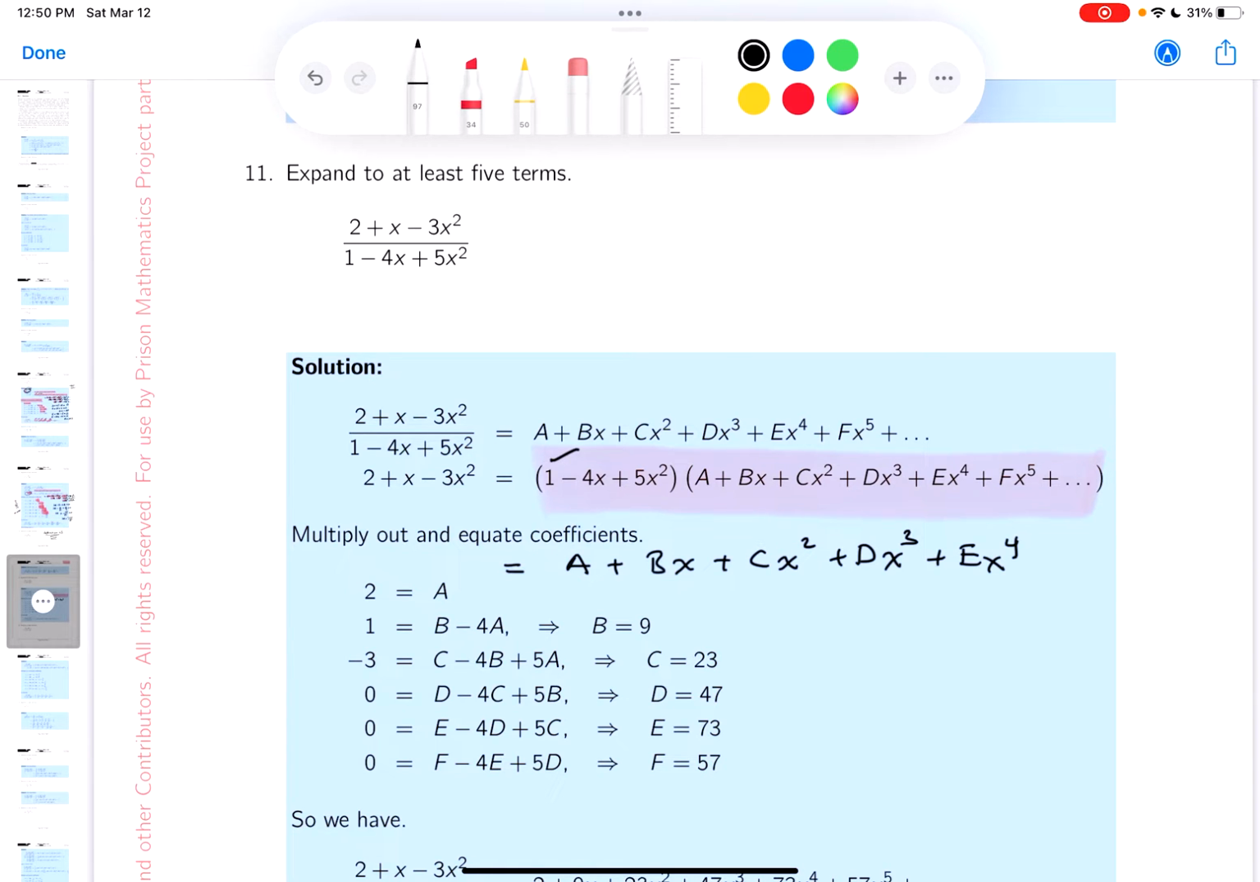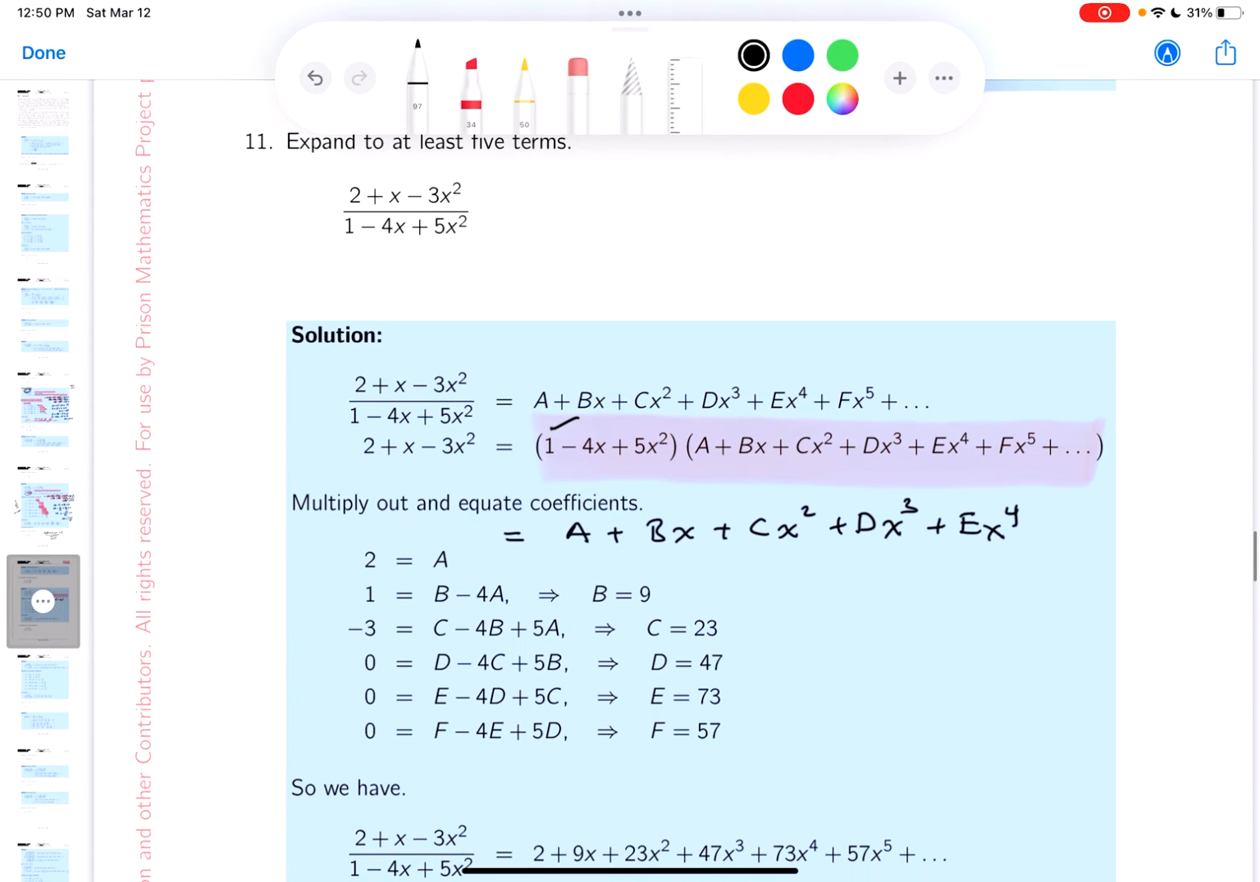Now I got to multiply by minus 4x. All right, so what are you going to get? You're going to get minus 4ax minus 4bx squared minus 4cx cubed minus 4dx^4. That's done. But when it's done, I'm saying it goes on forever, but I'm only going to get 5 terms. That's all I want to get.